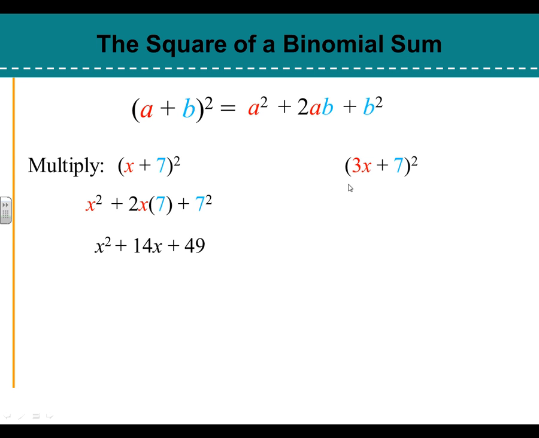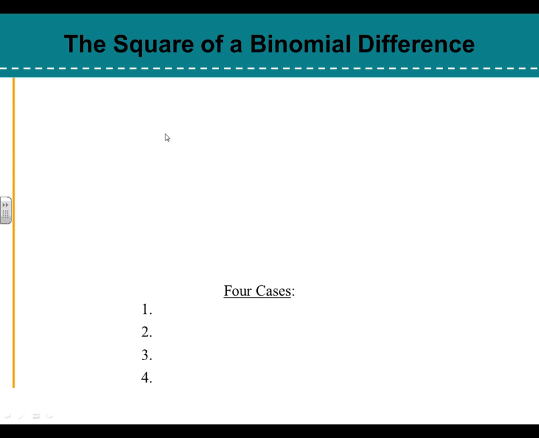One that's got a little bit more involved, 3x plus 7. Square the first term, so we put that one in parentheses. Square the last term, and then 2 times the product of the terms. And when we simplify, this becomes 9x squared, and then we're going to have 42x, and then we're going to have 4 plus 49.